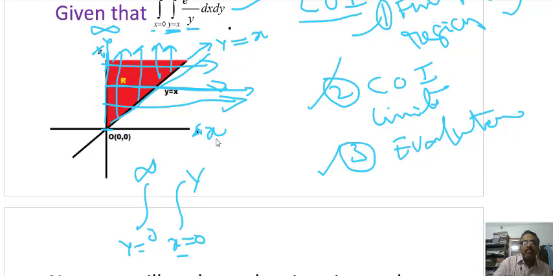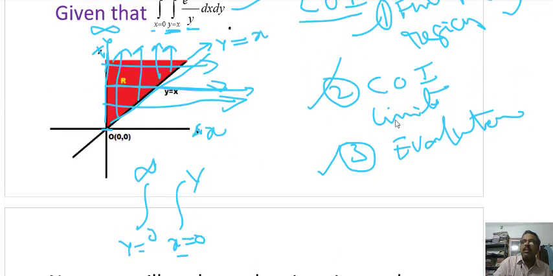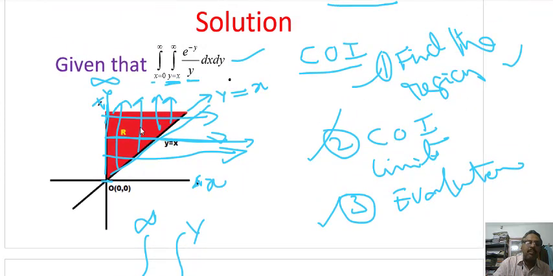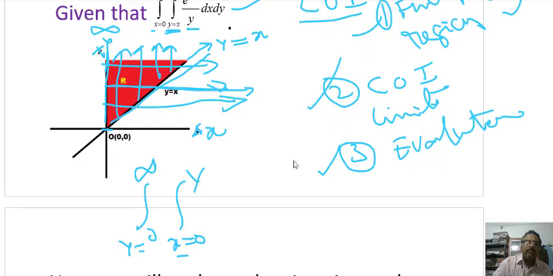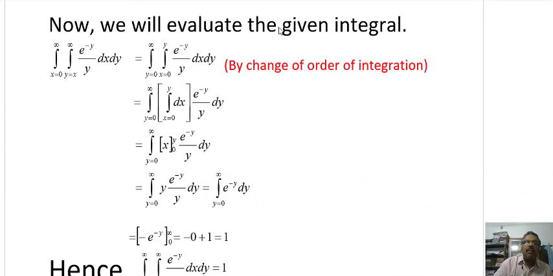Using this region, now find out the limits. Now we will evaluate. Now the second step is also completed. First find out the region of the given double integral, then find the limits, then finally evaluate the integral. So in this integral, y is x to infinity, x is 0 to infinity. This is the given problem.